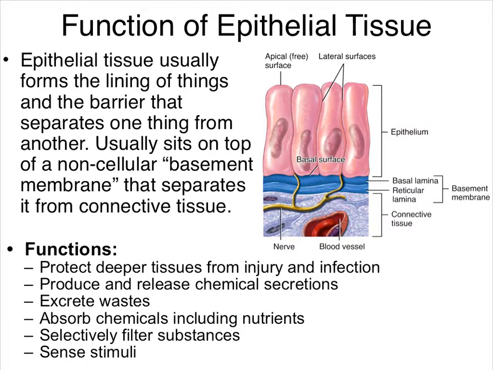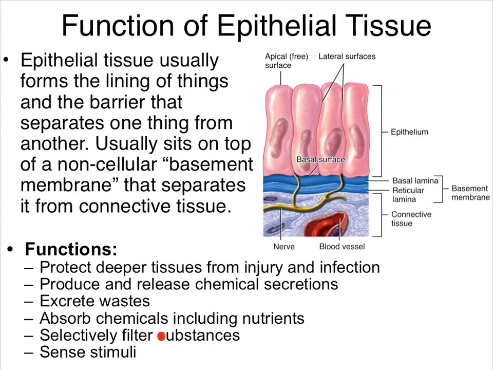Your epithelial tissue can filter substances, particularly in the kidneys and liver. You have these interfaces between your blood and other things that can filter out your blood, allowing good stuff to pass through and bad stuff to be trapped, or the other way around.